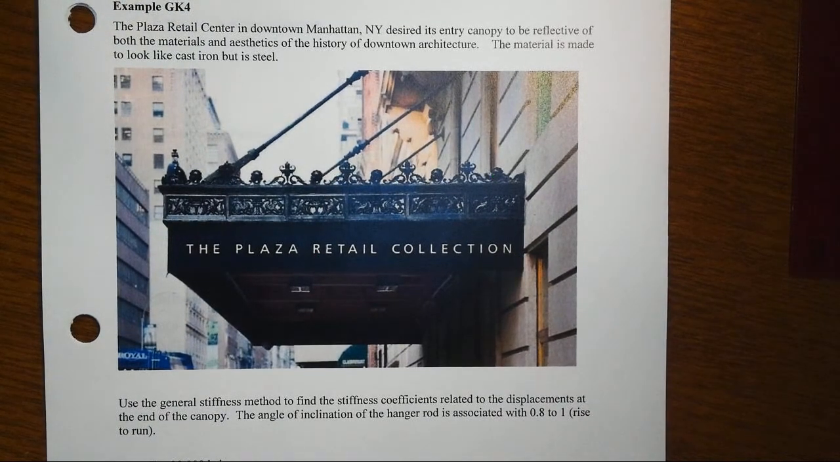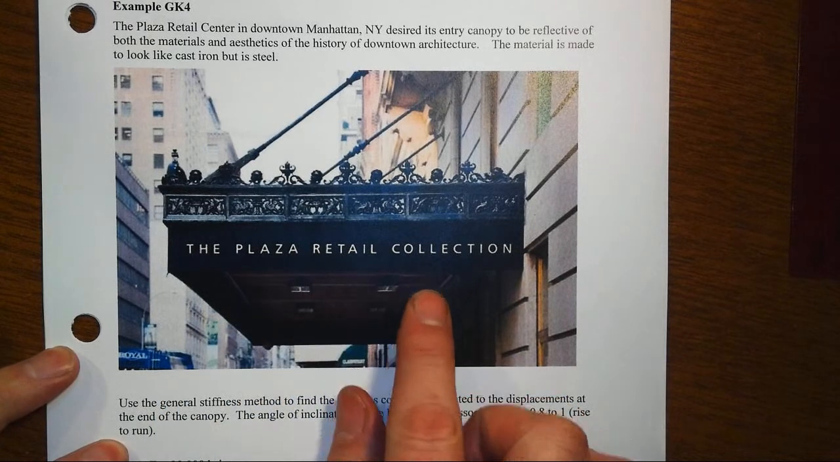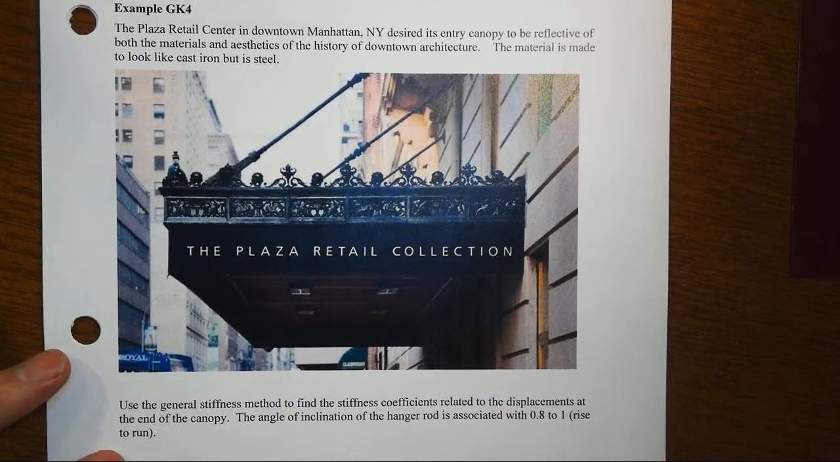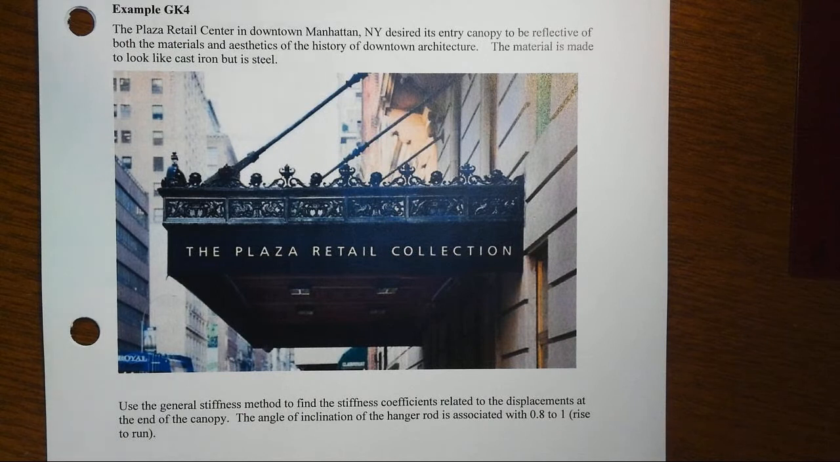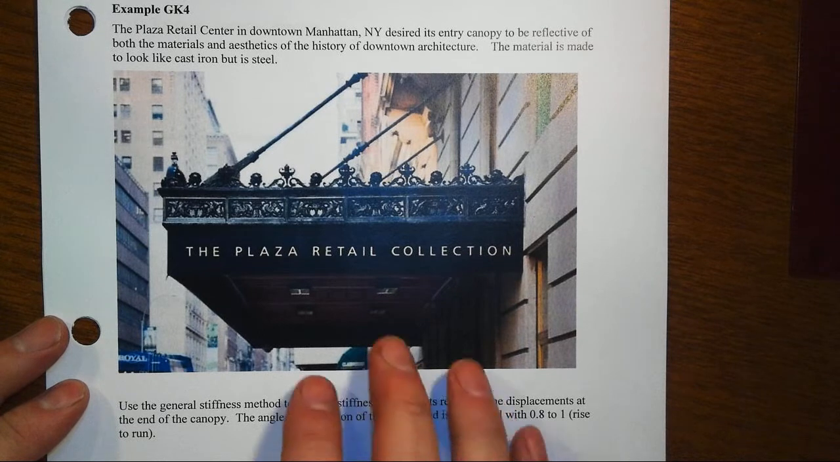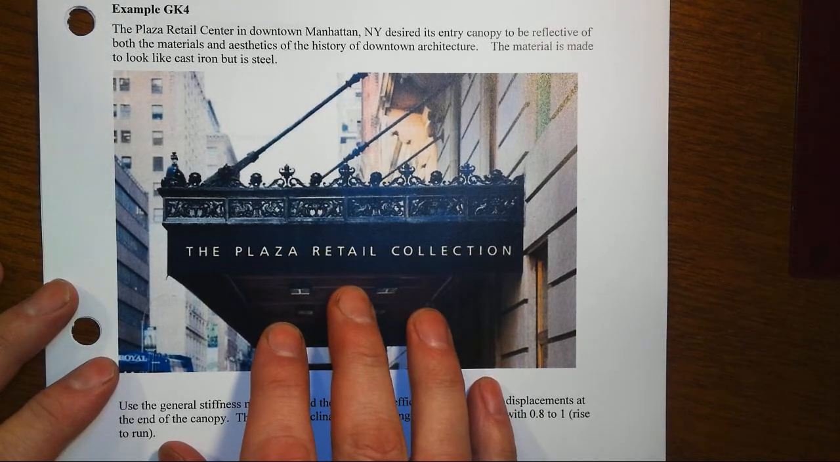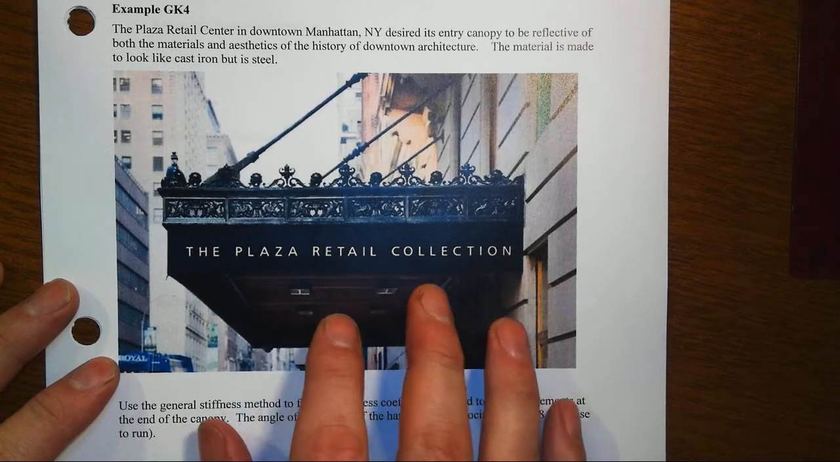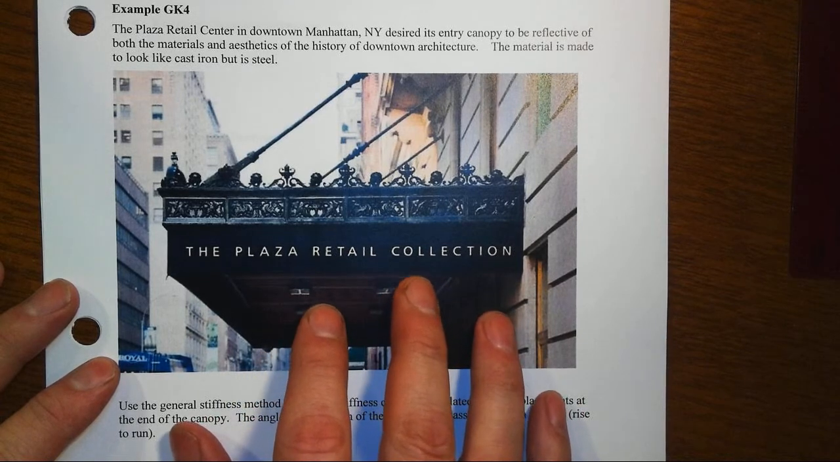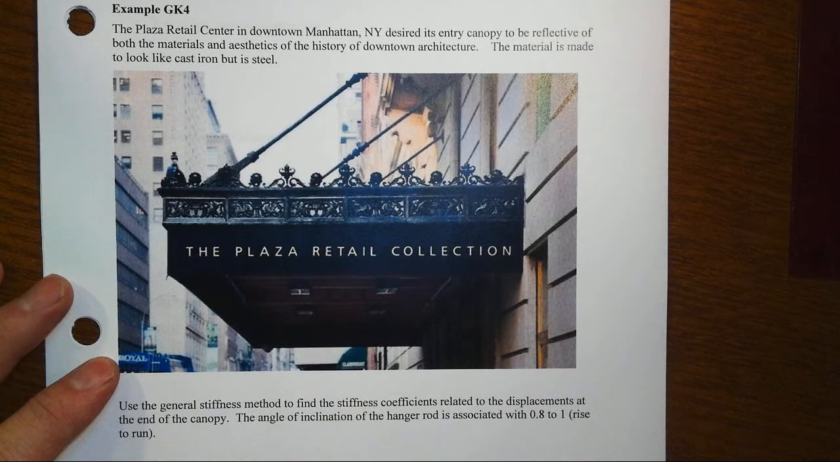In this example, we're going to use this hotel canopy as motivation for another application of the generalized stiffness approach, which is all going to set the stage for the direct stiffness model later on. This happens to be a canopy that was of a historic nature, needed to be renovated, and so they came back with something that looked like the original cast iron material.